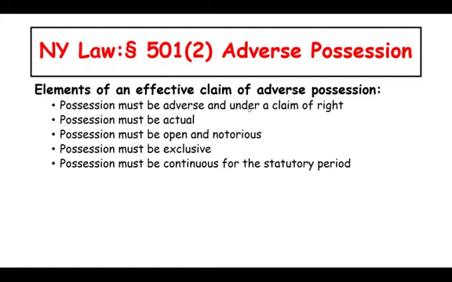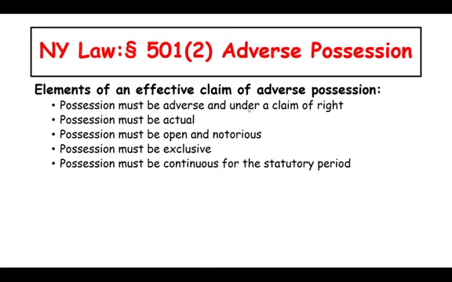So here's an example. Paying taxes on the land is an act that is adverse and under a claim of right. It is an assertion that I own this property because it is acting like an owner would and is inconsistent with somebody else having the title. So we've talked about adverse and under a claim of right. Let's talk next about open and notorious.